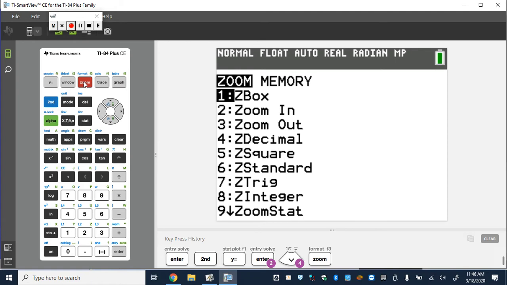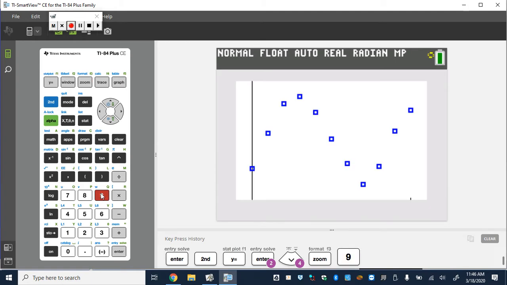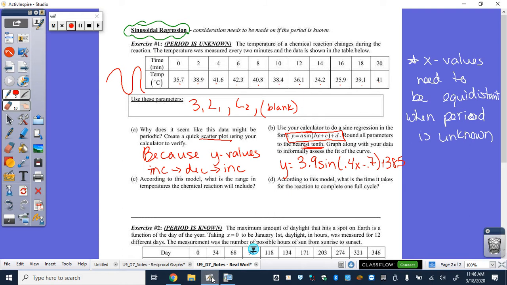And then go zoom, number 9 for stat. And so you can even see the points are going up and down, up and down. So it is sinusoidal. There's our equation for it. According to this model, looking at C here, what is the range in temperatures the chemical reaction will include? So just like we were doing, negative amplitude, positive amplitude, plus your last value, the midline.